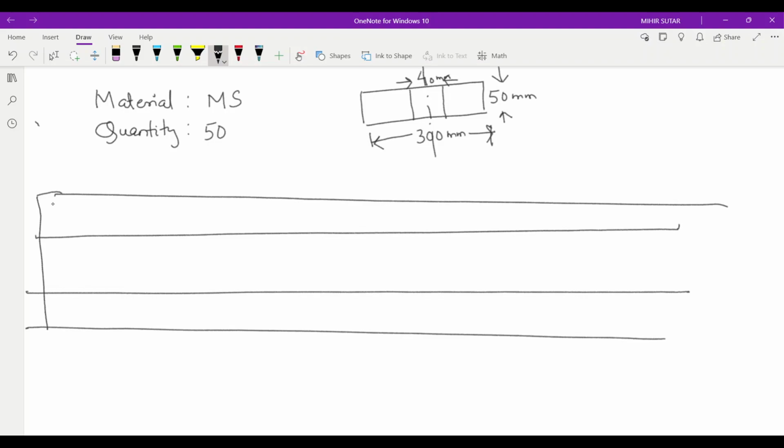First, let's say the first column is department. Then machine. Then operation. Then description. What sort of job we will be doing? Description.